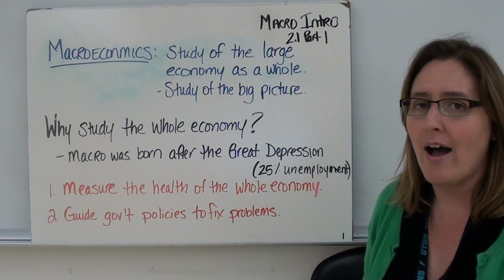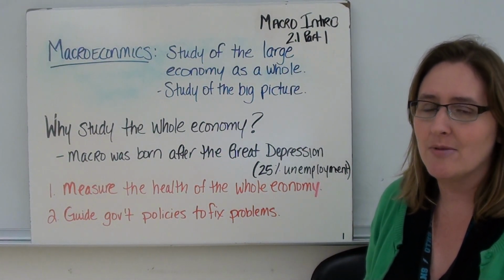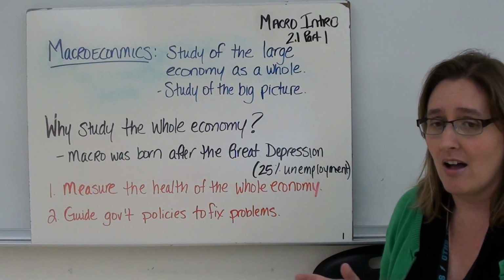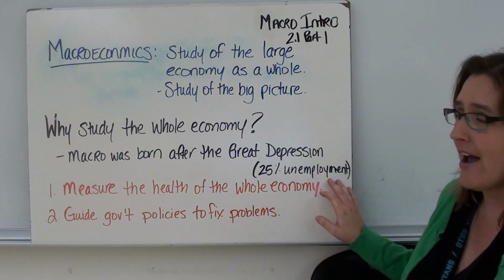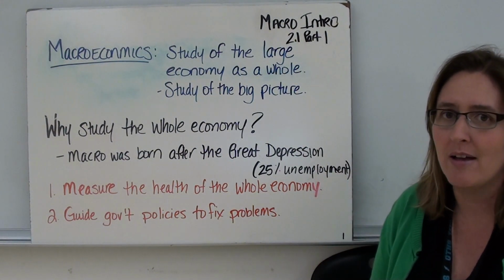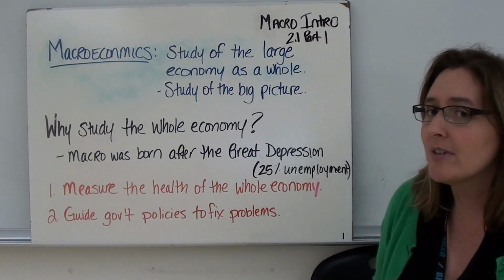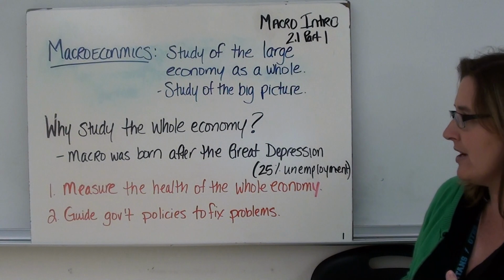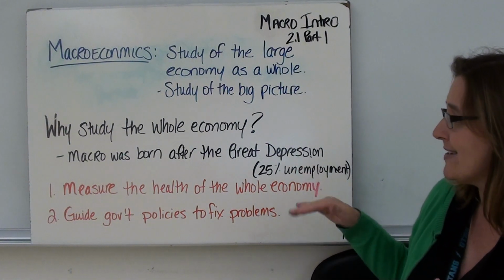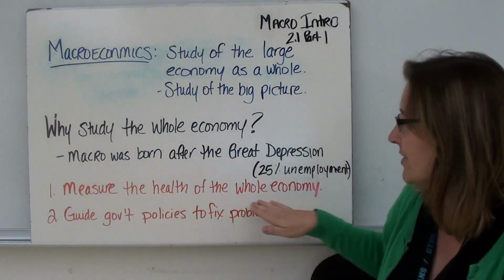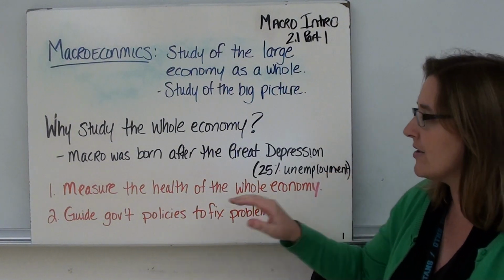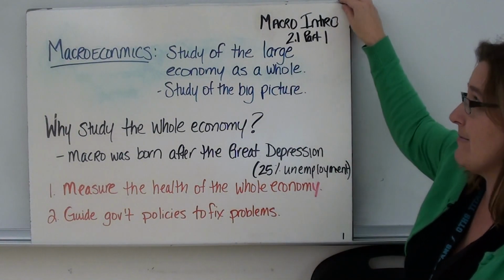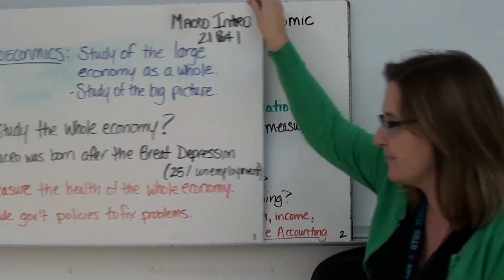The reason why macroeconomics happened was because of the Great Depression in the 30s. Lots of bad things, high unemployment, 25% unemployment. People sat around and said, maybe we should figure out a way to not let this happen again. So macroeconomics was born, and we study it to measure the health of the whole economy and also to guide government policies so that we can fix problems and not have something bad like the Great Depression happen again.